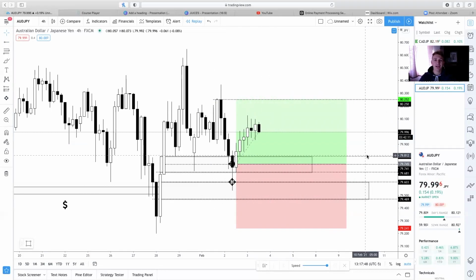All right, so that is all I got when it comes to imbalance. Hopefully I cleared up a few things for you guys on how to identify imbalance, but also how to play off of the imbalance and look for trade opportunities.